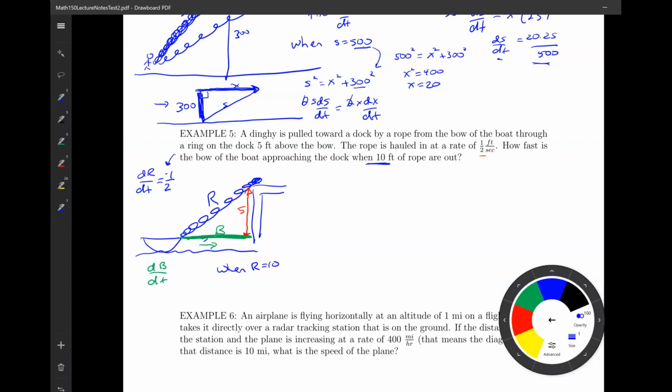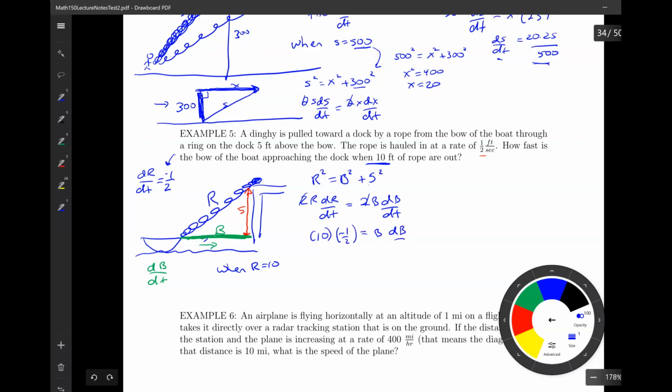And then I need to put the pieces together to find an equation. I do believe it's triangle again. So r squared is equal to b squared plus 5 squared. I am ready to go. So 2r dr dt, 2b db dt, and derivative of 5 squared is 0. Cancel the 2's, so I've got r is 10, dr dt is negative 1/2, b db dt.